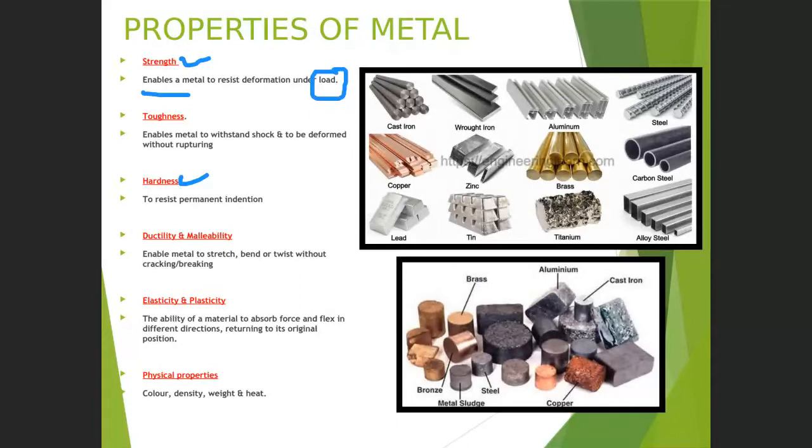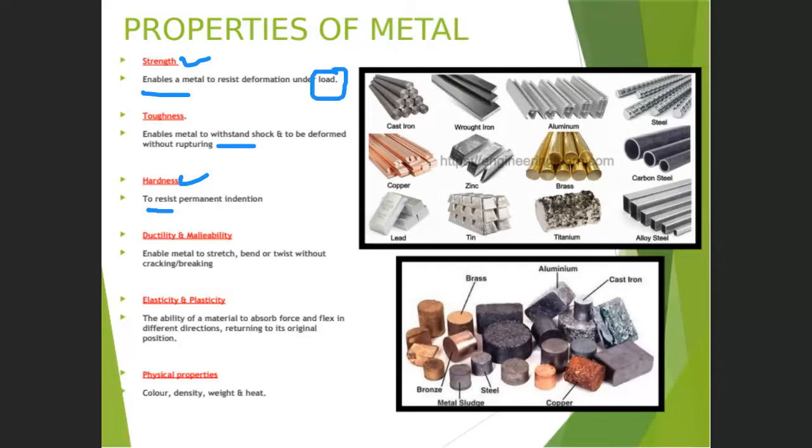If you would like to consider the properties of the metal to be used as the structure in the construction. For the toughness, it enables the metal to withstand shock and to be deformed without rupturing. Basically the toughness and the strength are interrelated. Then when we talk about the hardness, this is the property to resist permanent indentation.